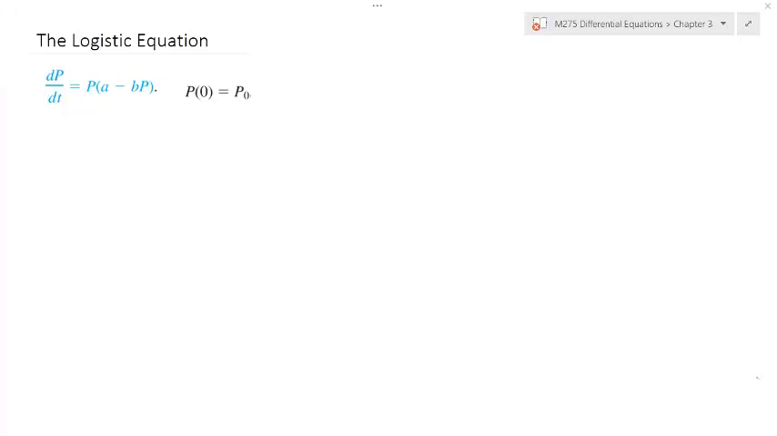Let's take a look at this logistic equation, which is a good replacement for growth and decay when we're talking about population. Because when we're talking about population, it kind of just makes sense to have a ceiling to our population, and this would allow us that ceiling. So this is our differential equation that we're looking at, and this is called the logistic equation.